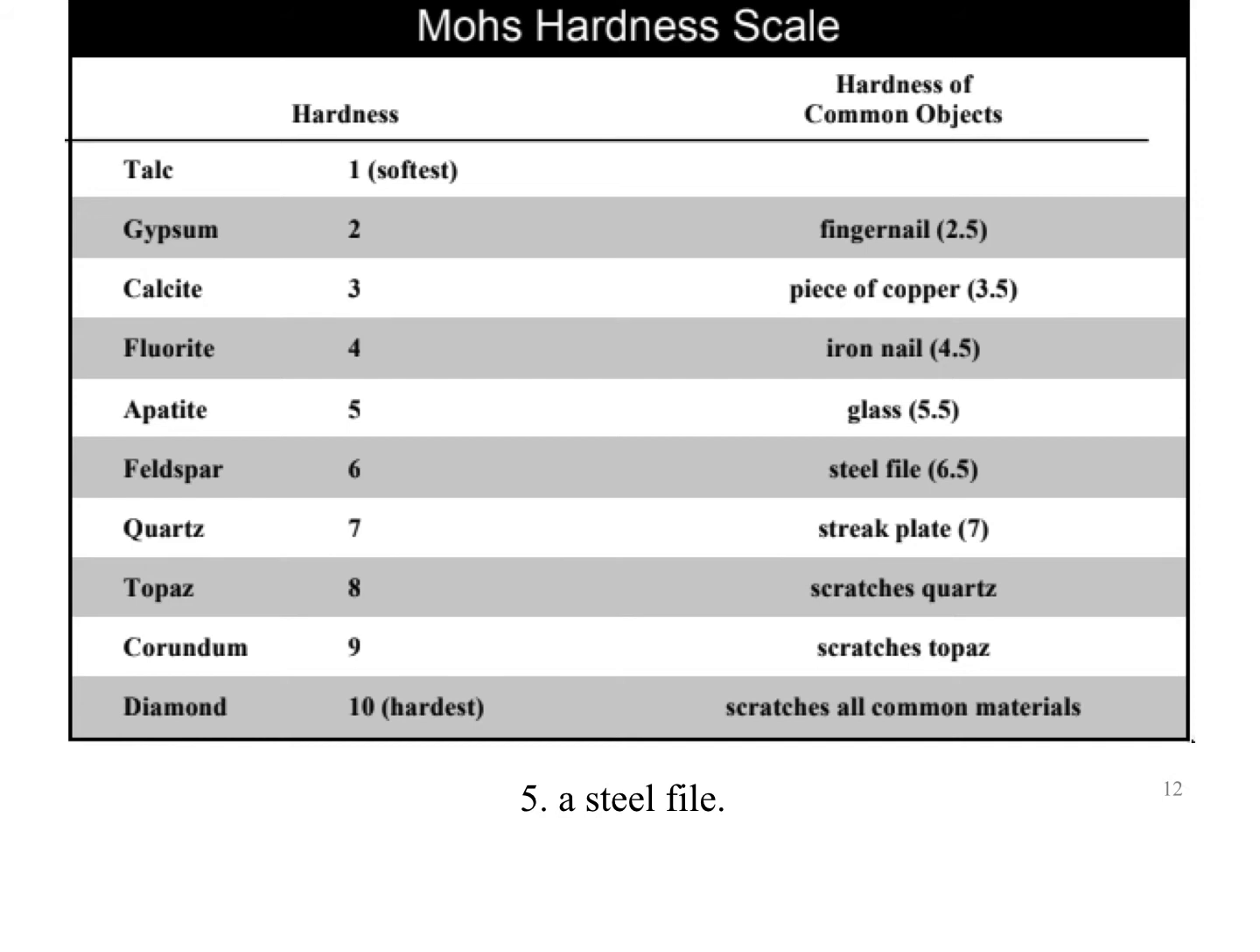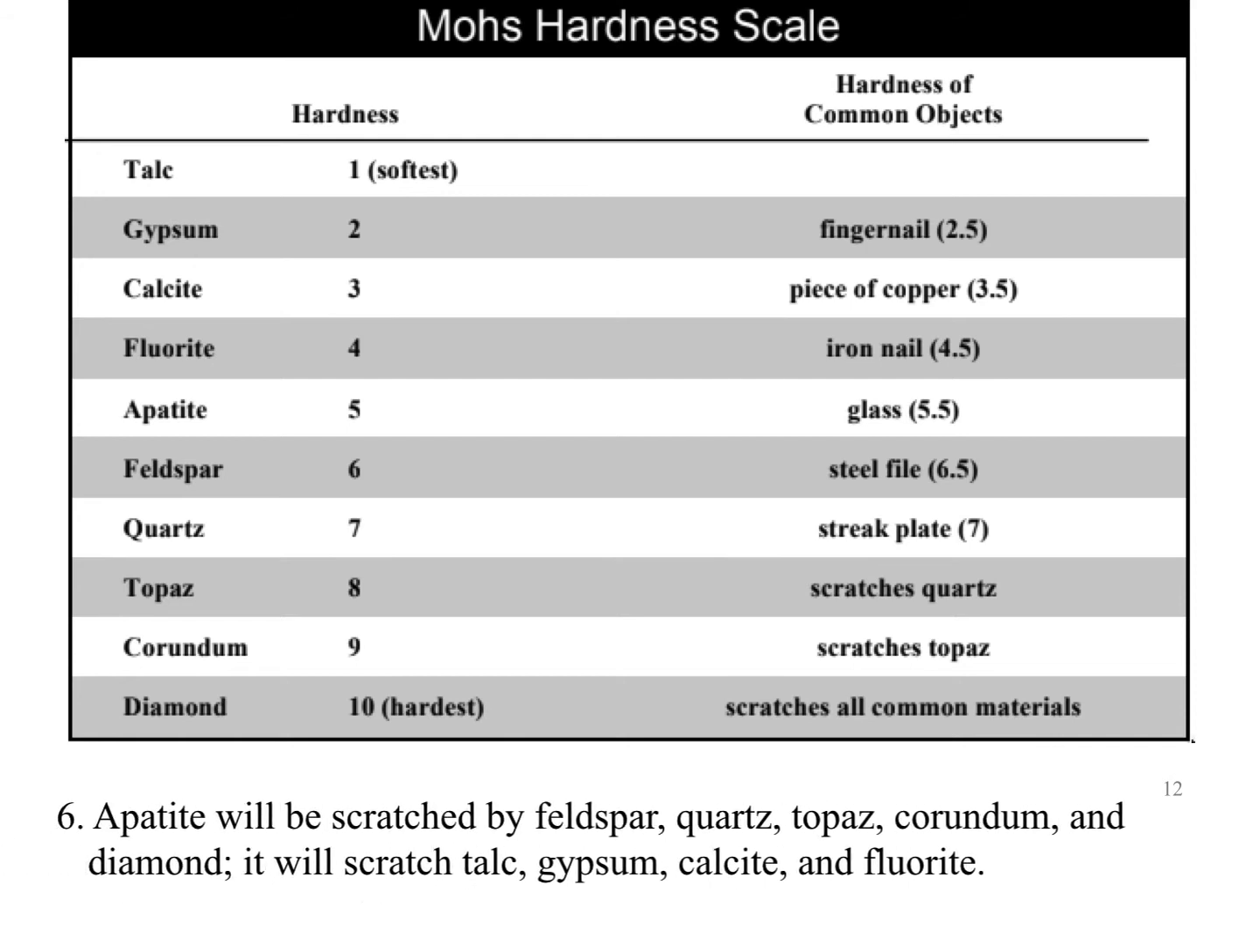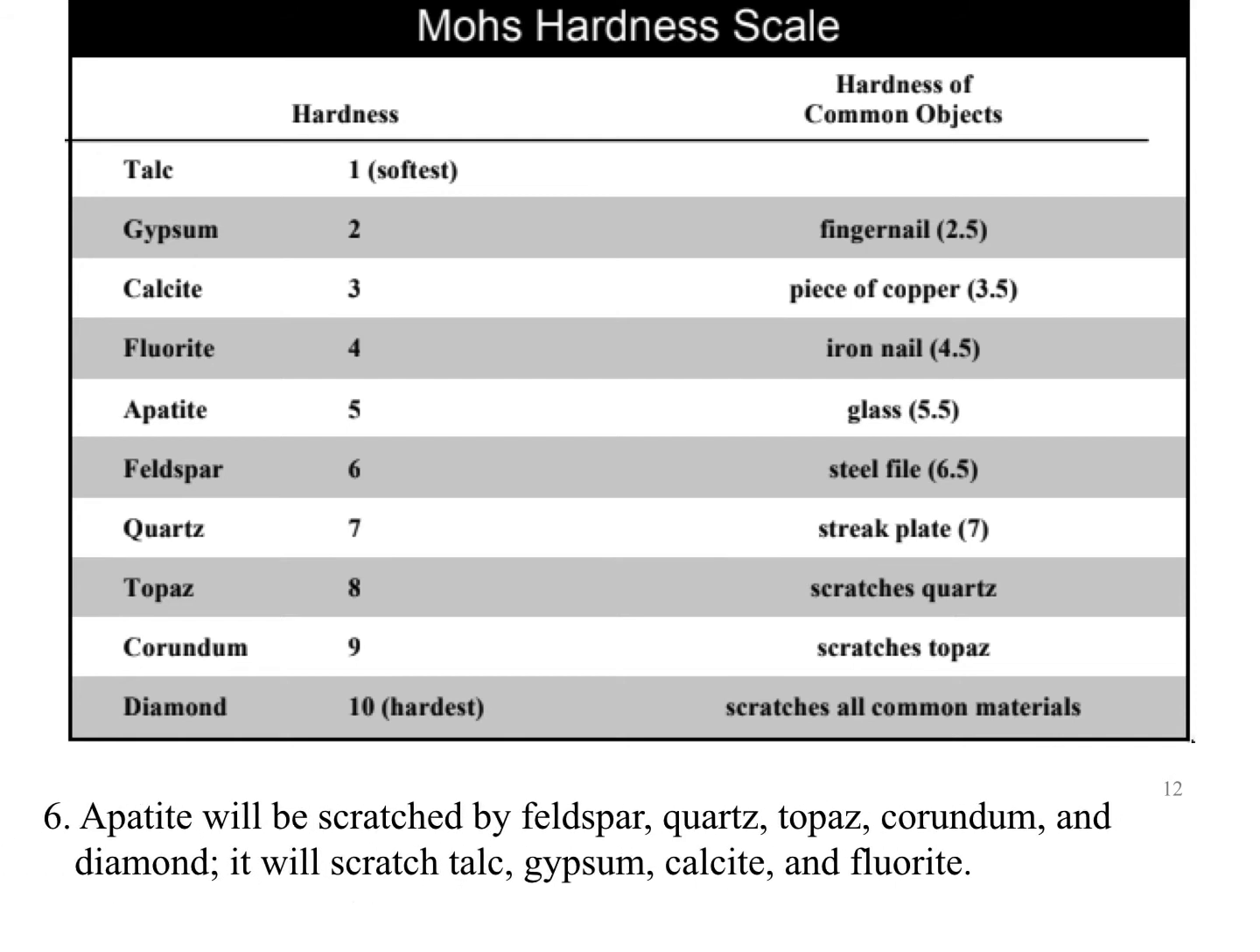Number 6, which minerals on Mohs scale will scratch apatite? Which will apatite scratch? Well, the ones that are going to scratch apatite are these. You look at it and it will be scratched by anything harder. So feldspar, quartz, topaz, corundum, and diamond, but it will scratch talc, gypsum, calcite, and fluorite because they are lower in Mohs scale.